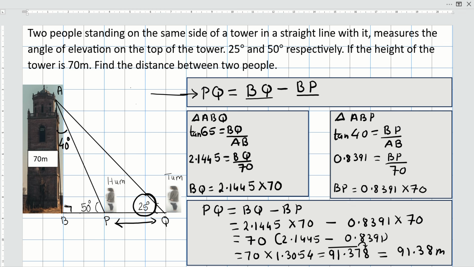If you have noted, students, this example has taught you not only making use of complementary angle but doing the calculation not at every stage but in the end. I hope you understood this sum. There will be one more type in your textbook where hum and tum are standing on either side of the tower. So I request you go through your textbook, see the exercise, find the sum where hum and tum are standing on either side of the tower and solve the sum.